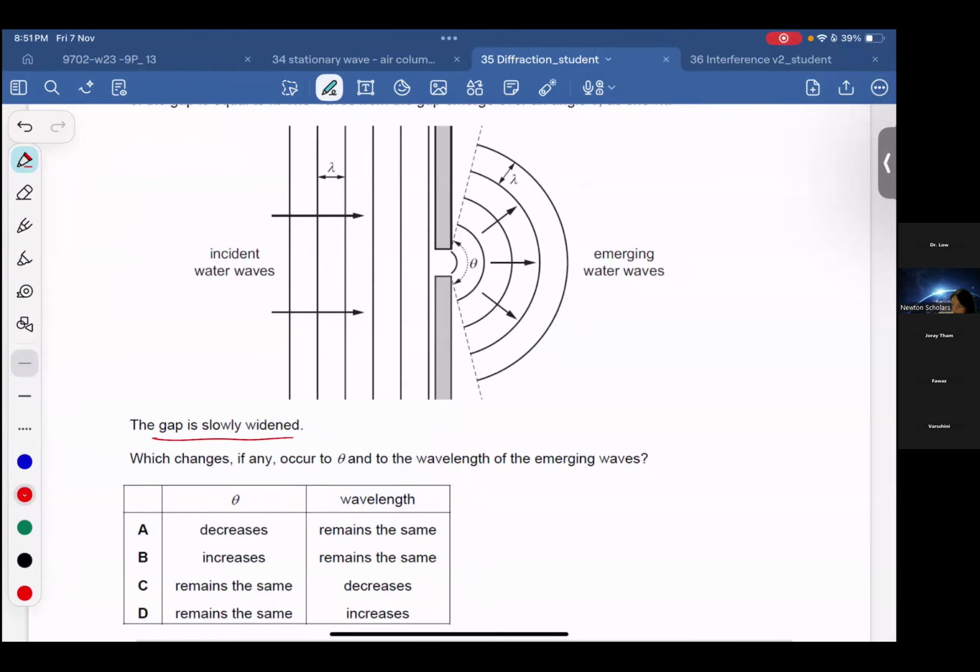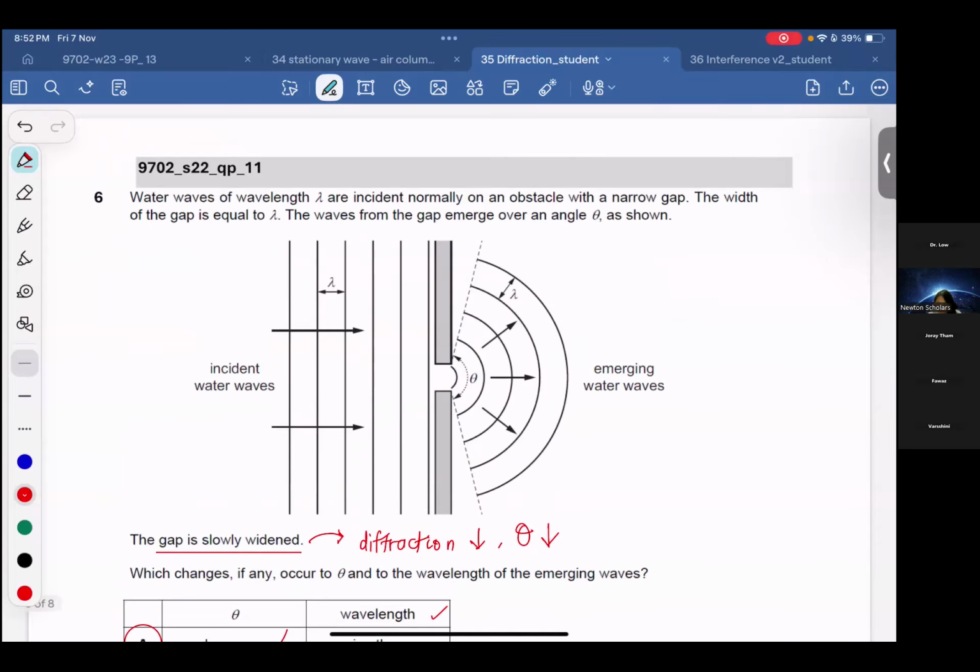Gap slowly widens. Okay, wider gap, bigger gap. What's going on with your angle? Will it spread more or spread less? Manjo, correct. Prasan, correct. Because here the gap size becomes wider, your diffraction effect will be reduced, so this angle can be reduced. The wavelength is the same. Why is the wavelength the same?